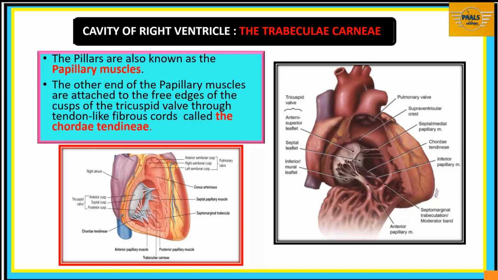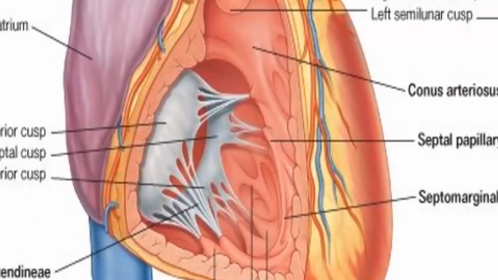Now the structures that are attached at one end to the wall, with the other end away from the wall, we said are called pillars. These pillars are the structures we know as papillary muscles. So these are some of the papillary muscles. These are some of the structures. One end is attached to the ventricular wall and the other end is standing up. The other end of the papillary muscles is attached to the free edge of the cusps of the tricuspid valve.